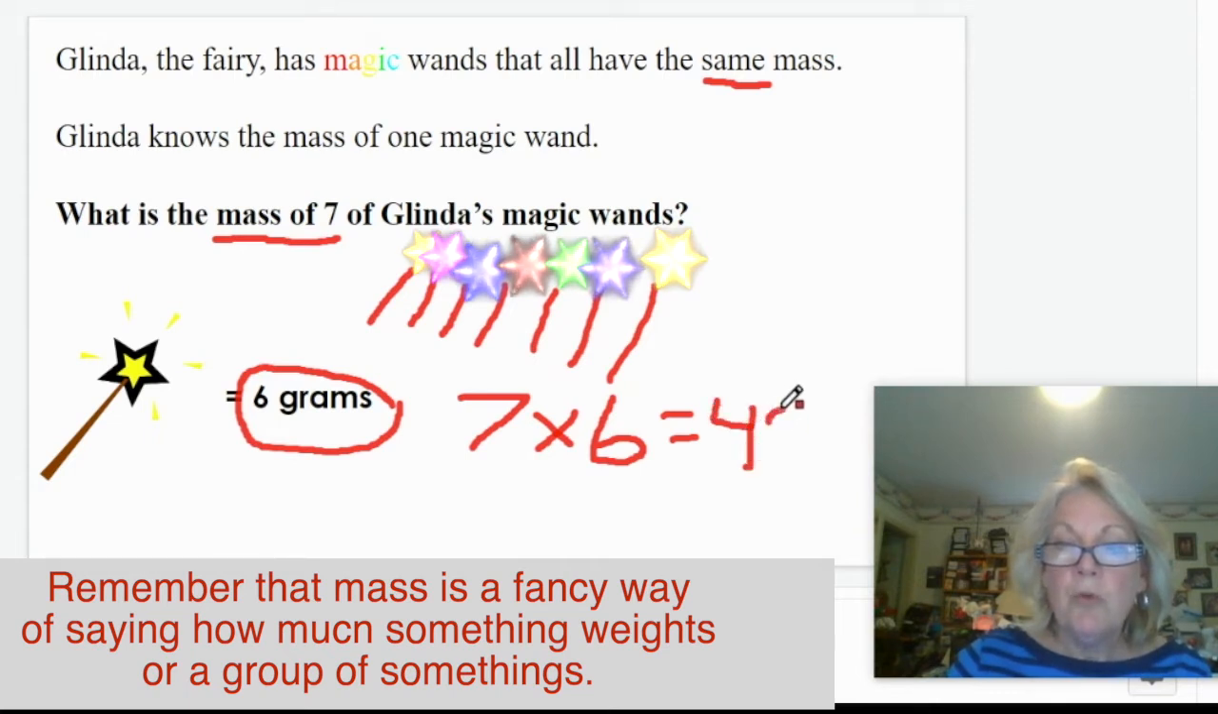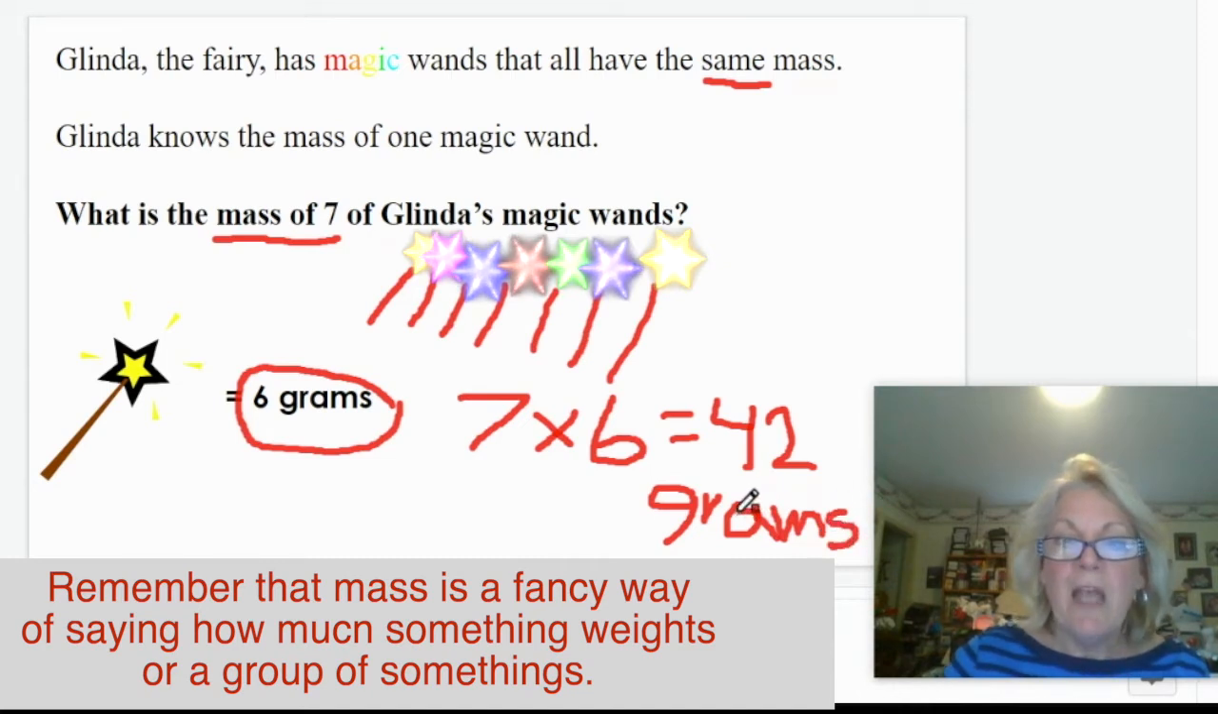Of course, when we're doing a measurement problem, we also need to put what we're measuring in. So I'm going to write the word grams the best I can. Not very good, Miss Petrassi. Oh, well, did the best I could. Okay, so to answer the question, what is the mass of 7 of Glinda's magic wands? The total mass of her 7 wands is 42 grams.